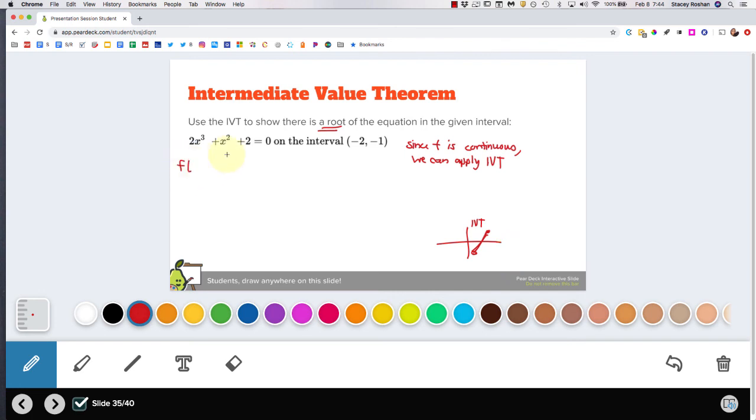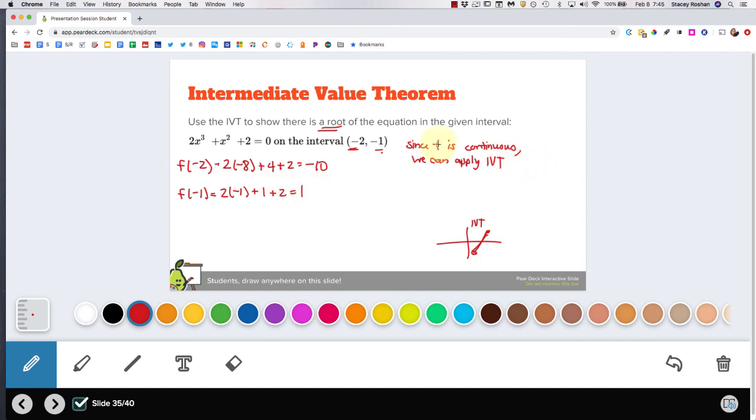So we are going to want to look at the endpoints that they give us, f of negative 2, and we're going to look at f of negative 1. So f of negative 2 is going to be 2 times negative 2 cubed is negative 8, plus negative 2 squared is 4, plus 2. So that's going to be negative 10. And then f of negative 1, that's going to be 2 times negative 1, plus negative 1 squared is 1, plus 2, which is going to be 1.